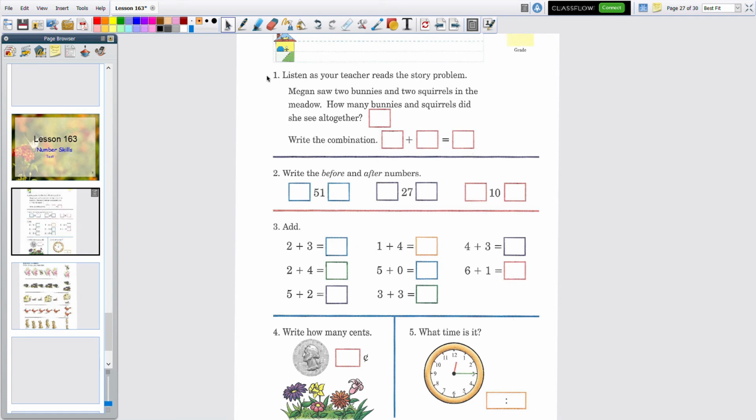Now, we've done this quite a few times, but I'm going to explain it again, how to do a story problem. It says, listen as your teacher reads the story problem. Make sure you have your name on your paper. And we're going to leave this blank alone because we're not going to put anything in that blank until after we're done with box plus box equals box. Okay, so let me get my smaller pencil.